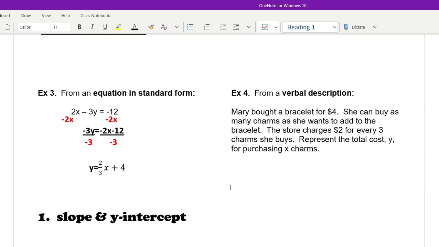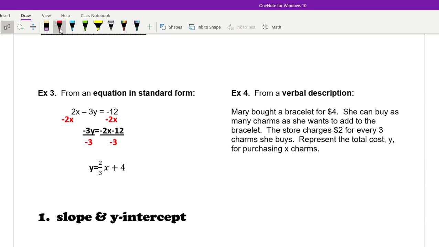The last thing for this video is a verbal description. This is where we need to mark key features in the story, in the paragraph, that will help us create an equation. You can pause the video and read this by yourself. I'm going to jump directly into what I need to underline and why. After reading it all, we can break it down. We understand that we want to represent the total cost, y, for purchasing x charms.